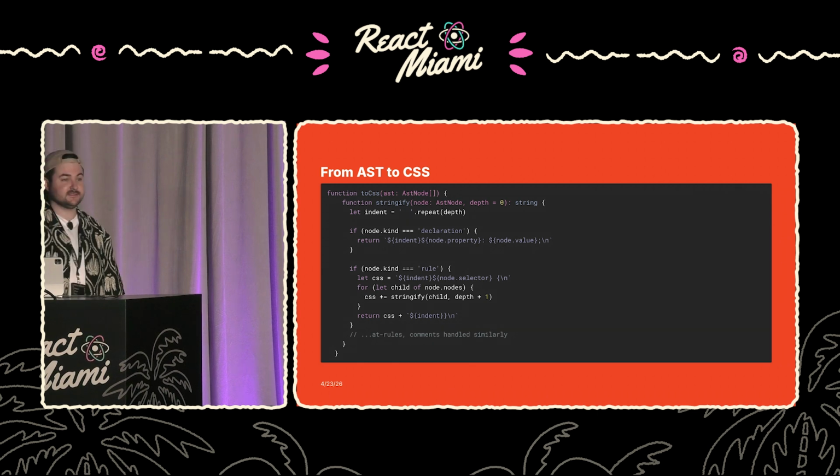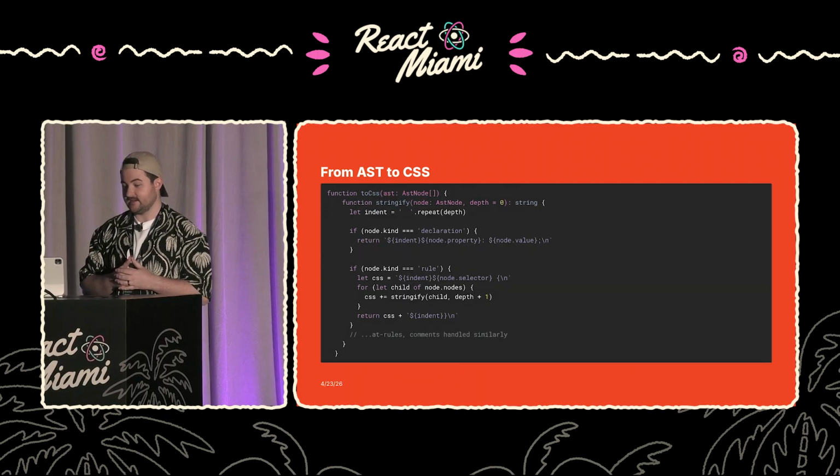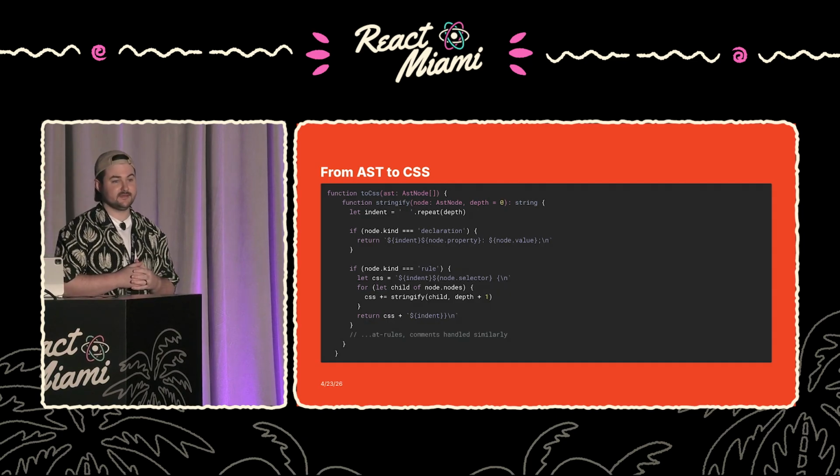And this is where the toCSS function makes its debut. It takes an AST node and it generates CSS one line at a time. So take a look at the code block above. We're not going to go into all of the details, but basically at a high level, if the AST node is identified as a declaration, it just returns a single line.